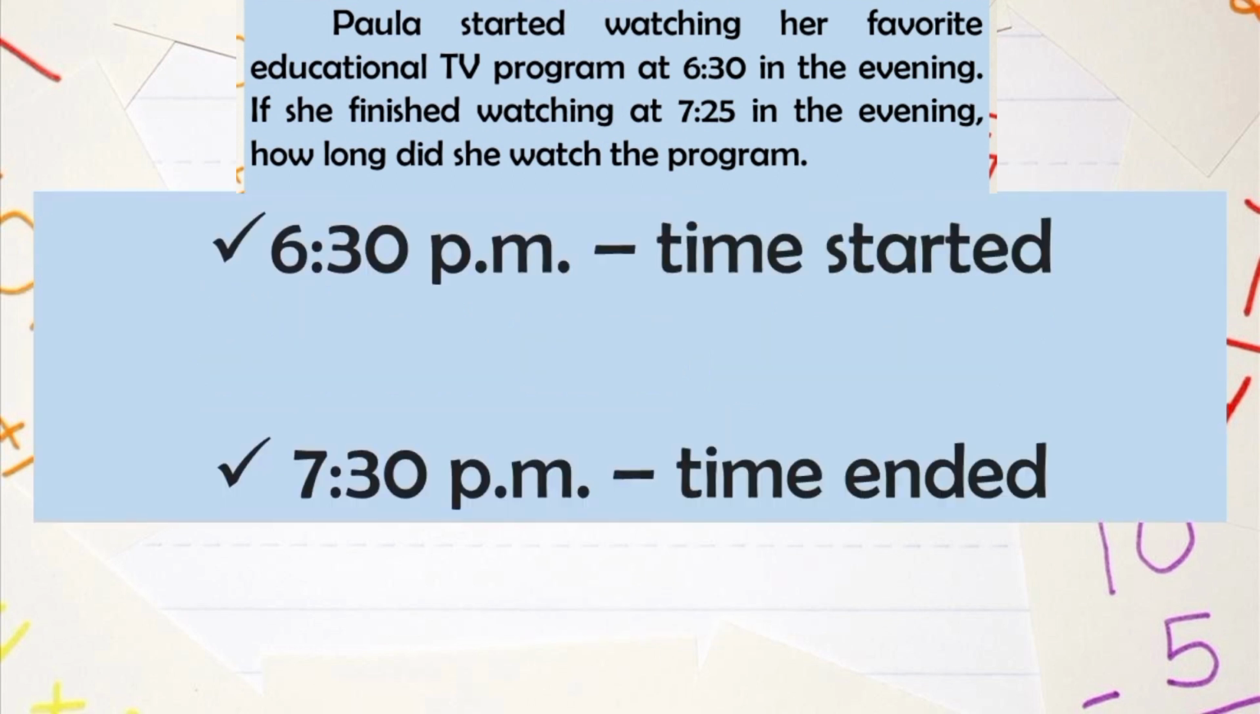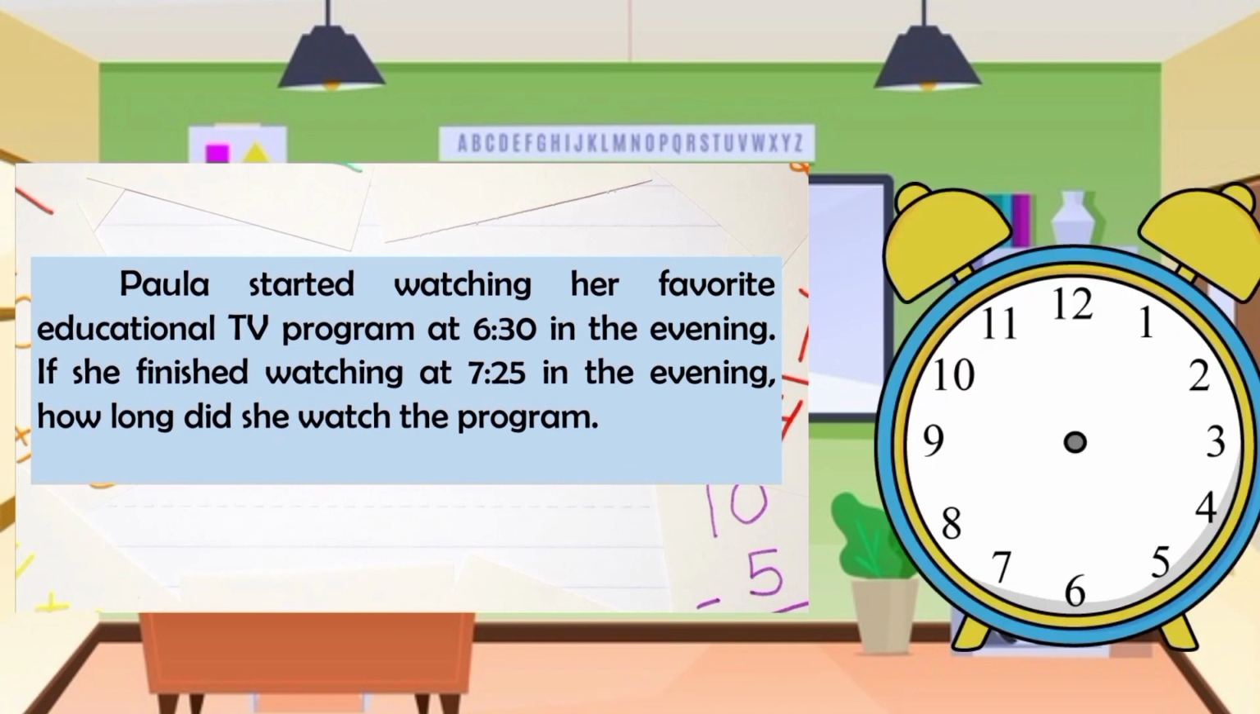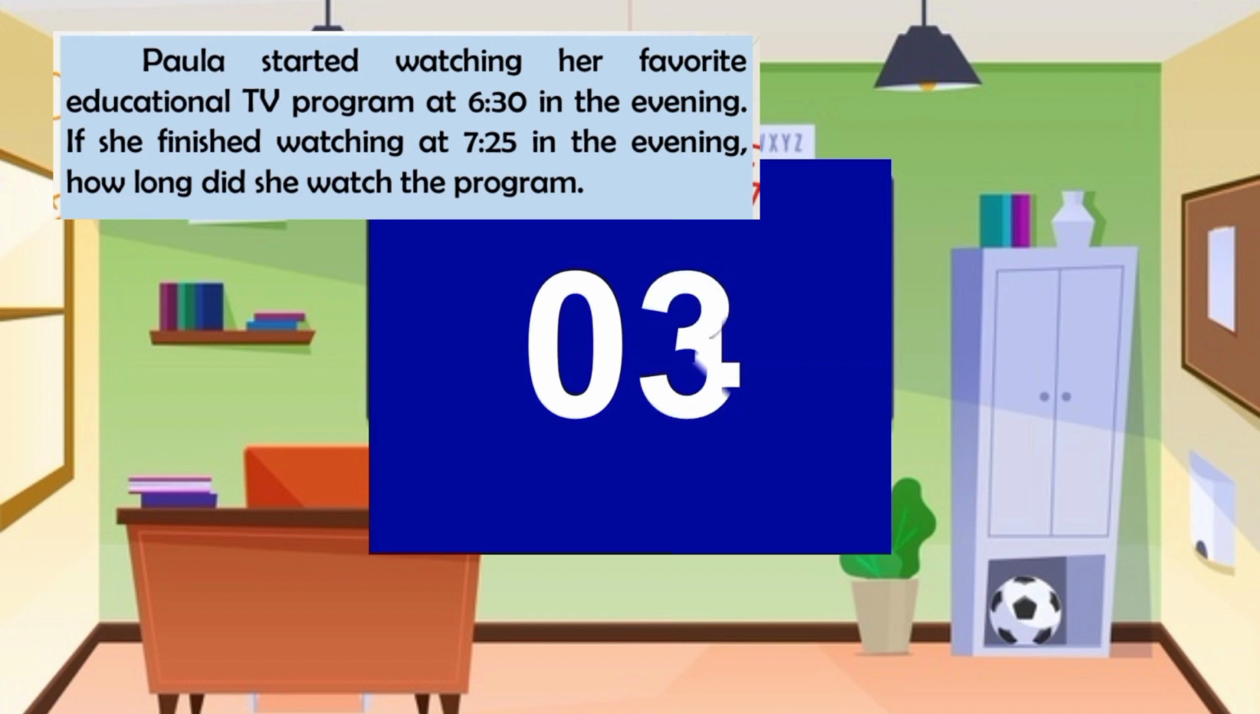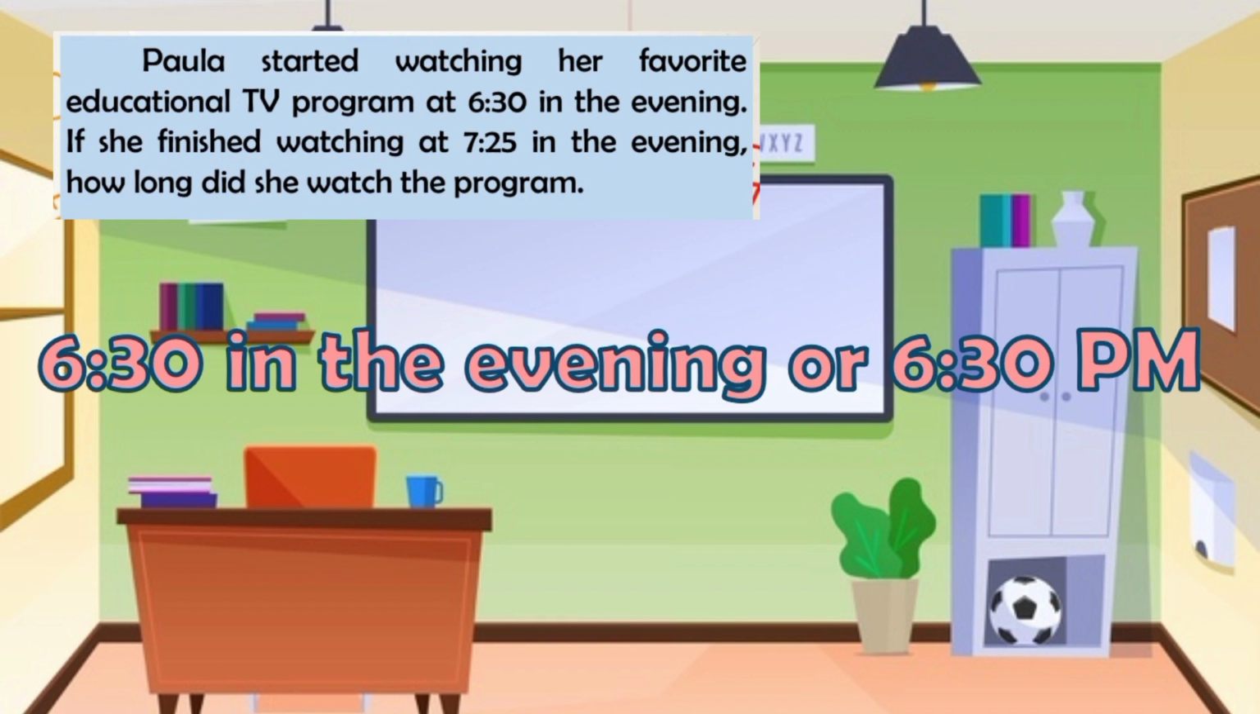Very good. The given facts are 6:30 p.m. when Paula started watching her favorite educational TV program and 7:30 when she finished watching. Using the clock, let us mark the time when Paula started watching her favorite educational TV program. What time was that? Correct! 6:30 in the evening or 6:30 p.m.